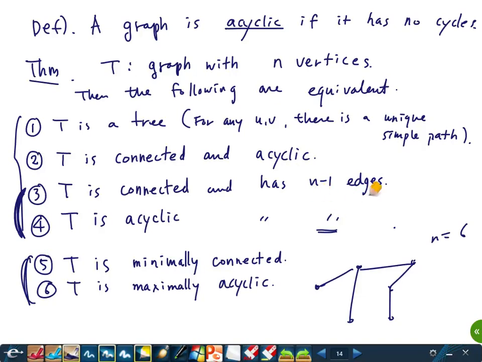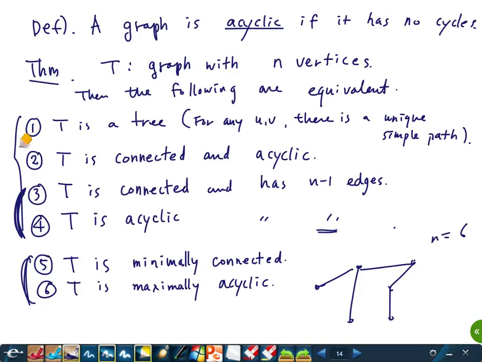n minus 1 is the smallest number of edges required to have a connected graph. And because n minus 1 edges is the maximum number of edges for an acyclic graph. Okay, so sometimes it's easier to remember: a tree is minimally connected, maximally acyclic.